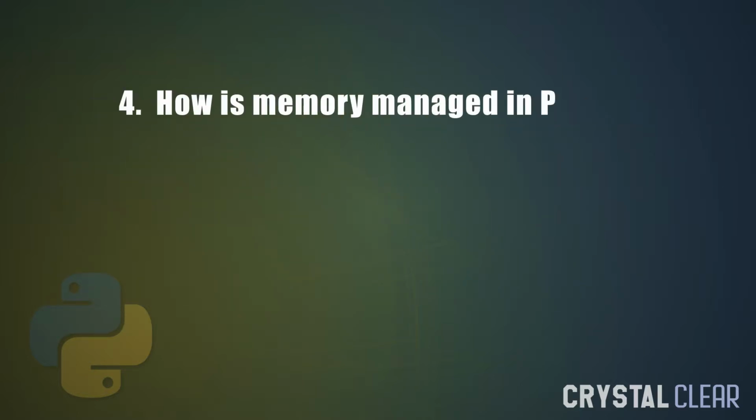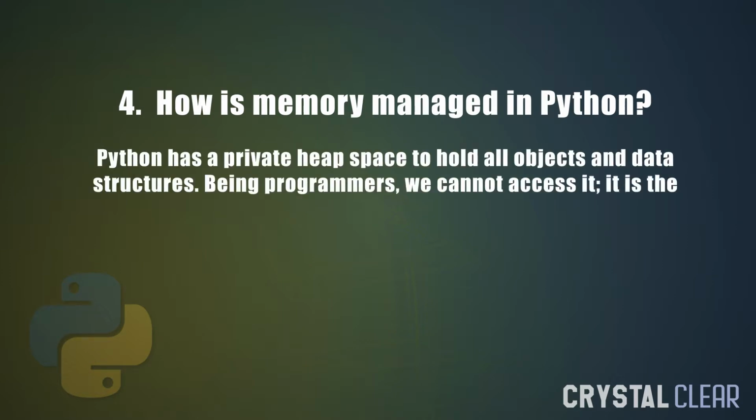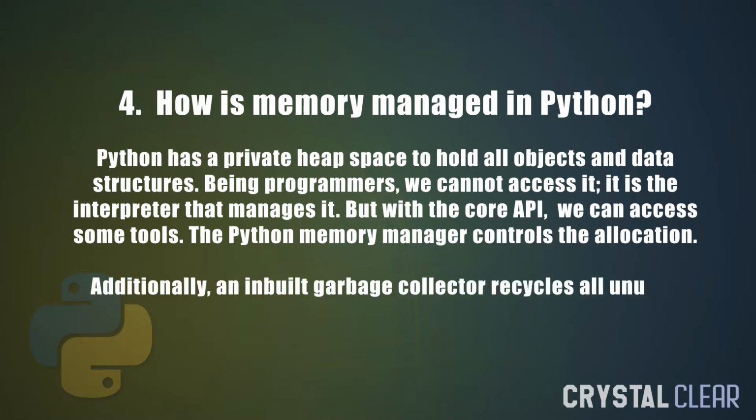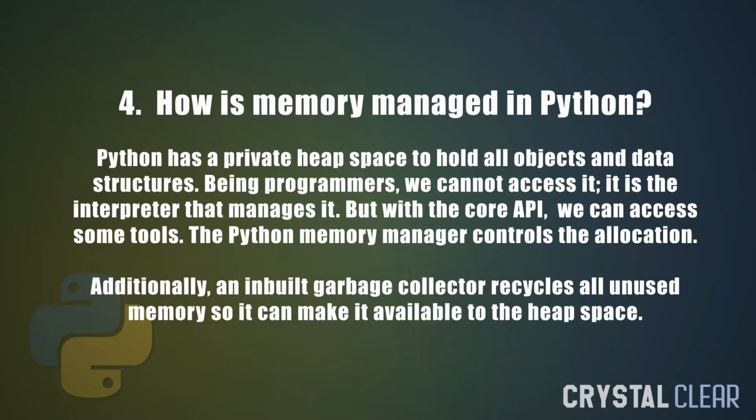Number 4. How is memory managed in Python? Python has a private heap space to hold all objects and data structures. Being programmers, we cannot access it. It is the interpreter that manages it. But with the core API, we can access some tools. The Python memory manager controls the allocation. Additionally, an inbuilt garbage collector recycles all unused memory so it can make it available to the heap space.